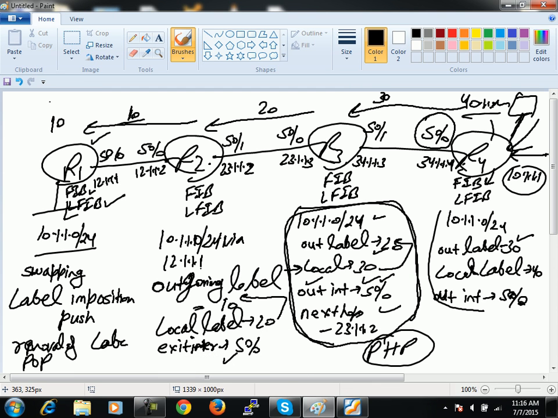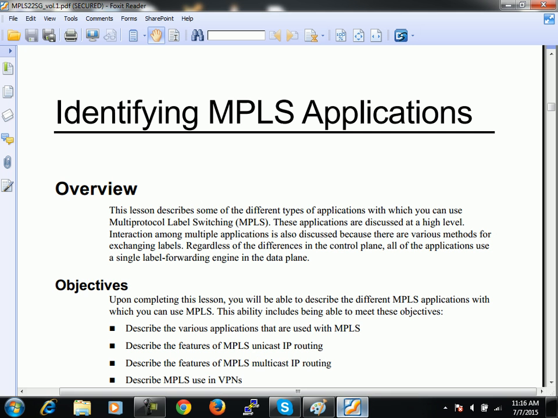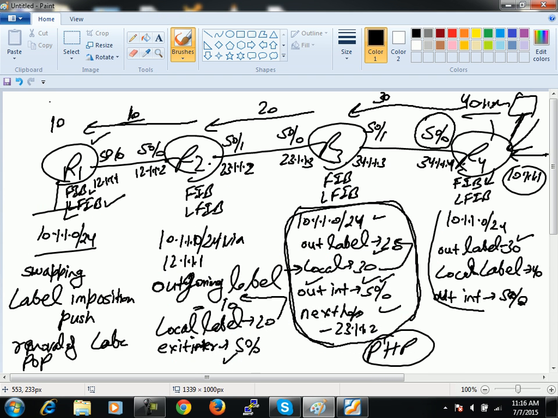Now, we have come to know how MPLS is going to work, and we have also come to know that there is a problem of recursive lookup. So to solve this problem of recursive lookup, there is a concept of PHP, penultimate hop popping.